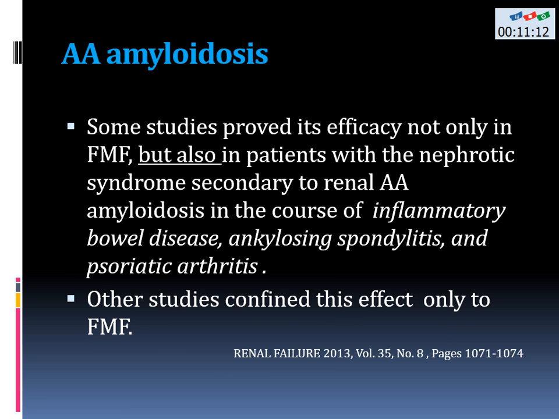The problem with colchicine is that there is a lot of controversy whether you can use it in diseases causing amyloidosis other than FMF or not. The studies have been controversial. Some say it does work for other diseases causing amyloidosis like ankylosing spondylitis or inflammatory bowel disease. Others disagreed totally, and they proved only that it can be used in familial Mediterranean fever causing amyloid deposits only.